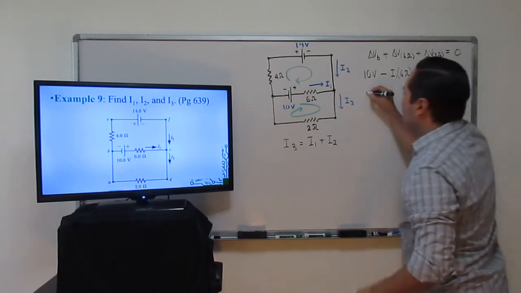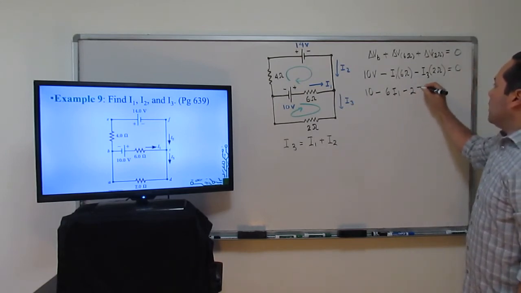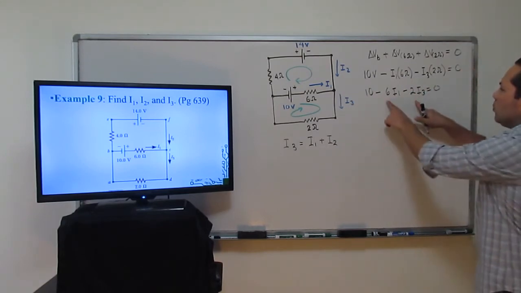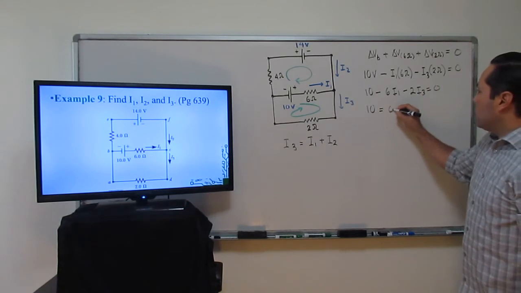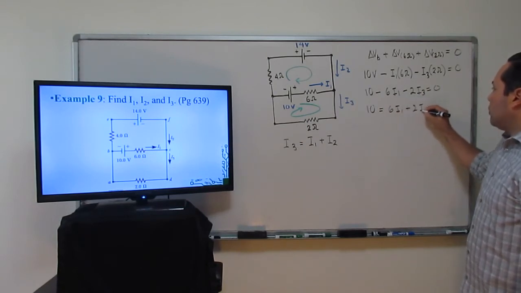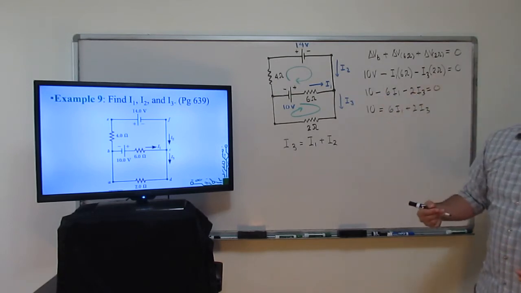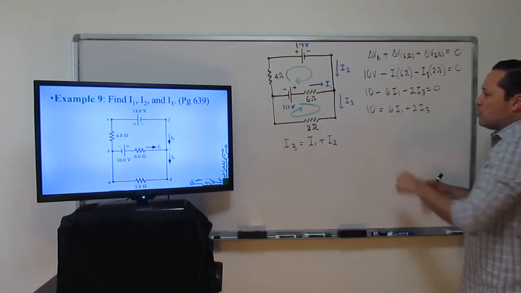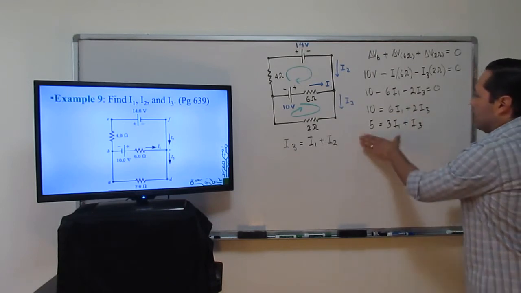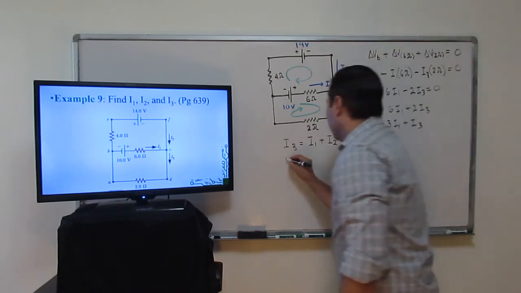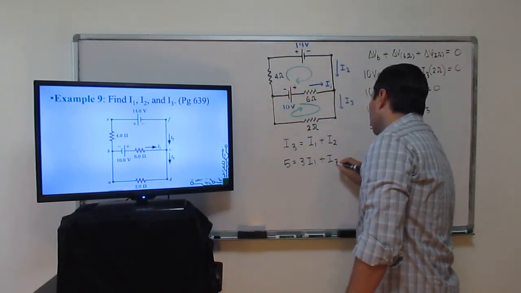I'm going to drop the volts and the ohm symbols and make it look more like a formula. So we're going to say 10 minus 6 times I1 minus 2 times I3 equals 0. We can move these over here, so we have 10 equals 6I1 plus 2I3. Notice that we changed the sign since we moved them to the other side of the equal sign. Could we simplify this a little further? Sure, we could divide all of these by 2. So we have 5 equals 3I1 plus I3. That will be our second formula, so 5 equals 3I1 plus I3.